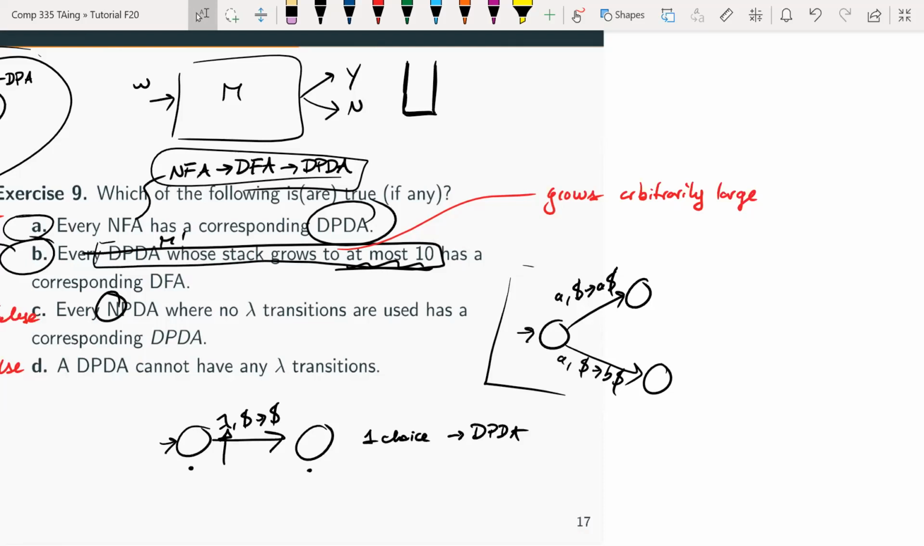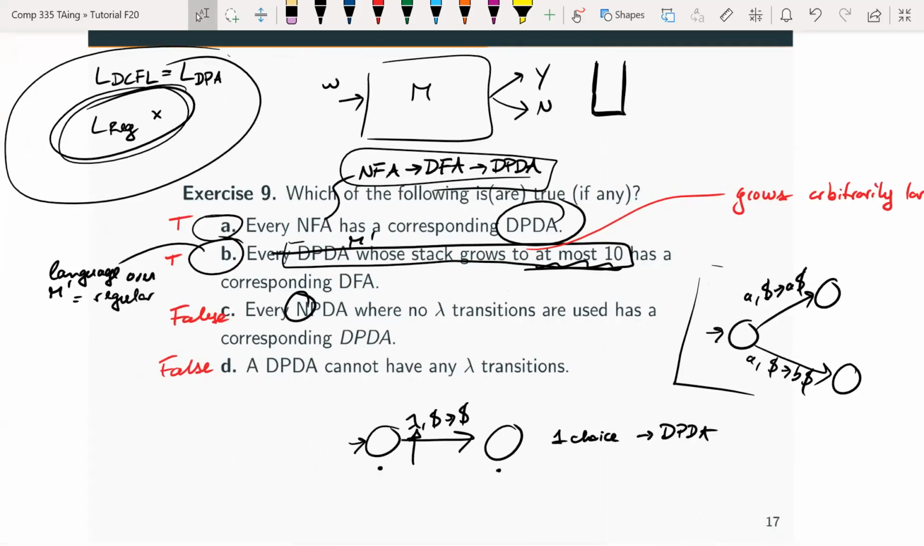Could you explain why C is false? Yes. C says every NPDA where no lambda transitions are used has a corresponding DPDA. The fact that your NPDA does not have any lambda transitions does not mean that it's deterministic. If you have an NPDA that has no lambda transitions, it doesn't mean that it's deterministic.